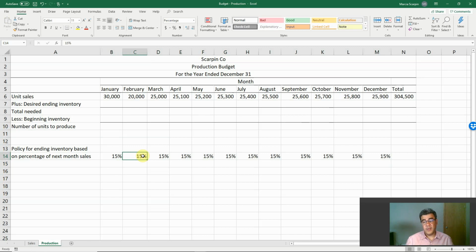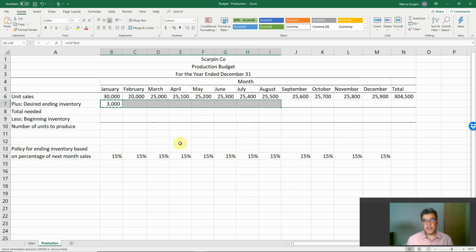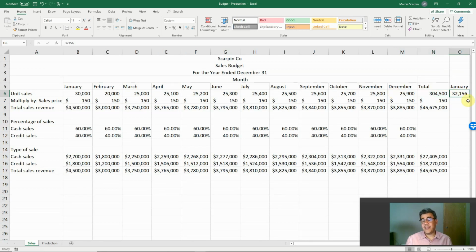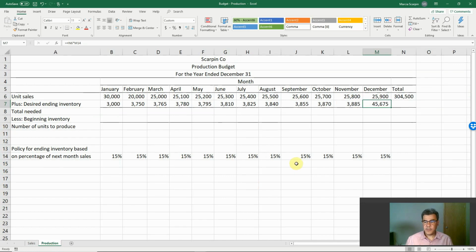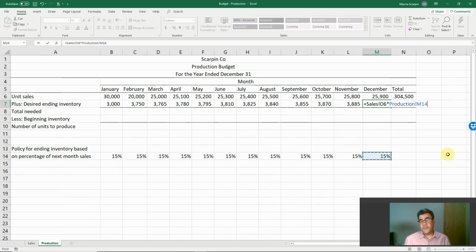Why not link it? Or we can link it if we have the same policy for the whole year. If we don't have the same policy, we only need to change the numbers. So desired ending inventory is next month's sales times 15%, our policy. Copy and paste until November. Why not December? Because if we copy and paste here, our numbers will be based on the total, and we don't want this. We need to be based on the following January. That's why on sales we have the January number, that is the following January. So our December will be January times, sorry, 15% here.